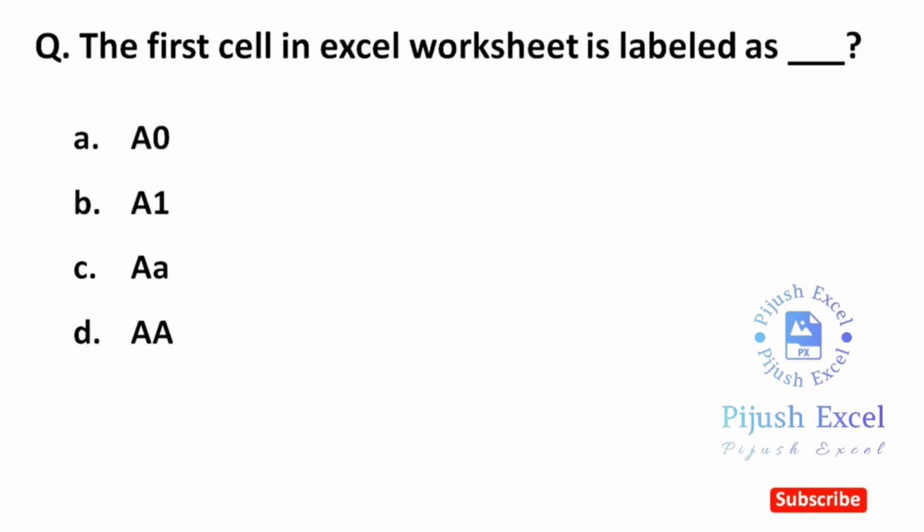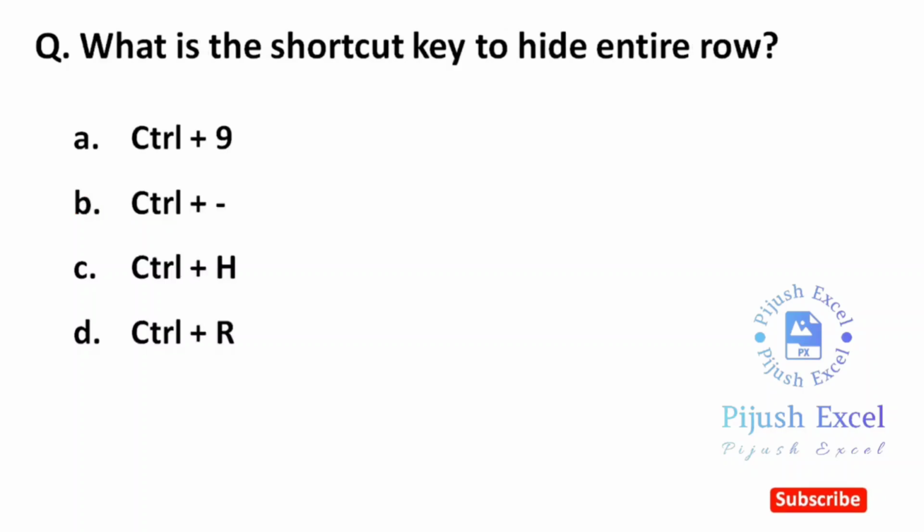Next question, the first cell in an Excel worksheet is labeled as dash. Option B, A1. Next question, what is the shortcut key to hide an entire row? Option A, Control 9 or CTRL+9. What is the shortcut key to hide an entire column? Right answer option A, Control 0.